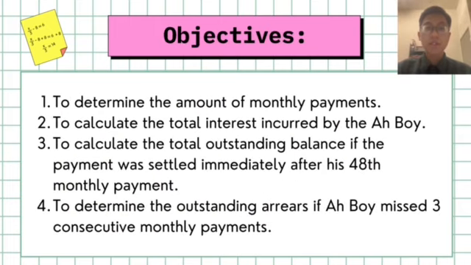The repayment of the loan is made through monthly payment for 5 years. Objective: first, to determine the amount of monthly payments. Second, to calculate the total interest incurred by Ah Boy. Third, to calculate the total outstanding balance if the payments were settled immediately after his 48th monthly payment. Fourth, to determine the outstanding arrears if Ah Boy missed 3 consecutive monthly payments.